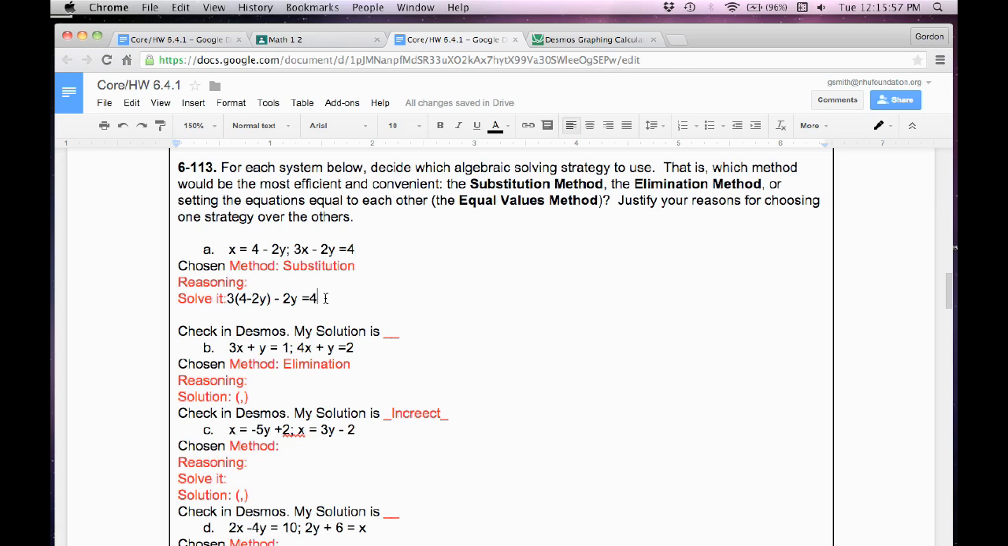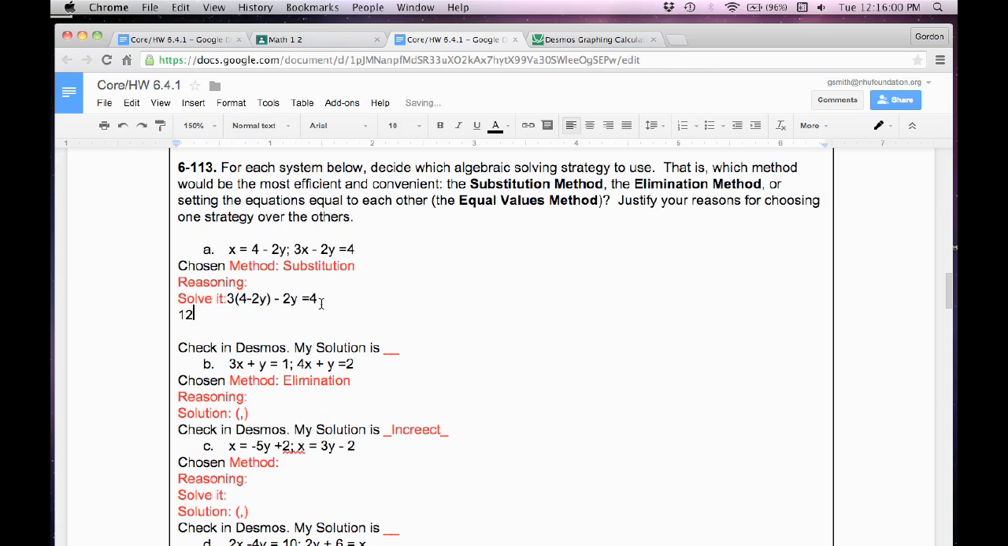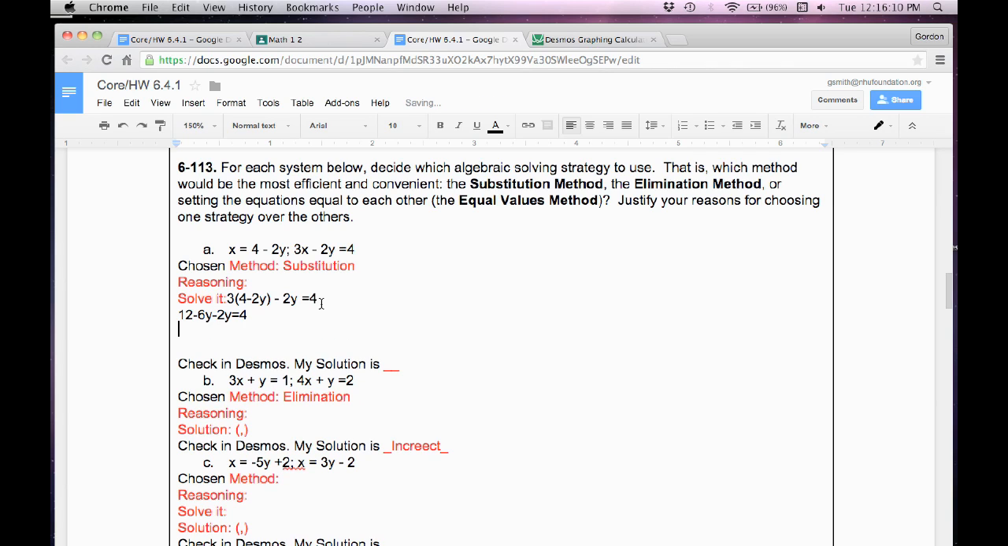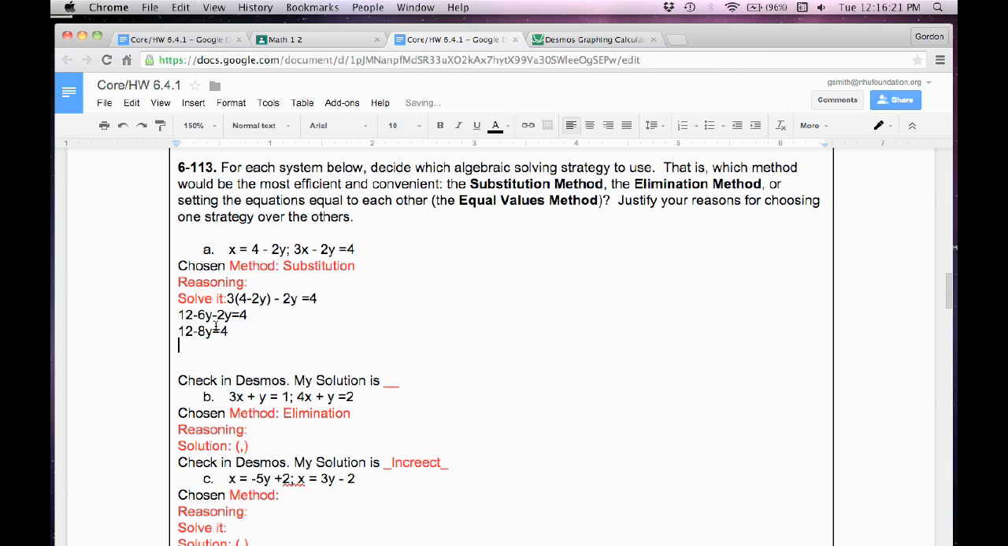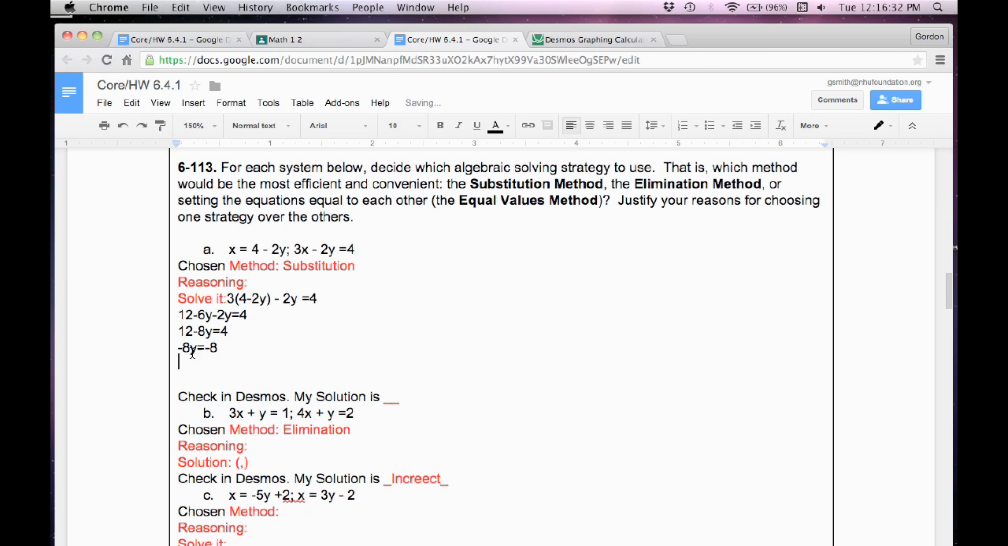Then I'm going to work it through. I'll start by distributing. I'll get 12 minus 6y, and then outside the parentheses, minus 2 more y is equal to 4. I notice I can combine like terms here. I have negative 6y and negative 2y, so that'll be 12 minus 8y is equal to 4. And then I'll subtract 12 from both sides. I'll have negative 8y is equal to 4 minus 12, which is negative 8. And then we'll divide by the negative 8, and we'll figure out what y is. y will be equal to 1.